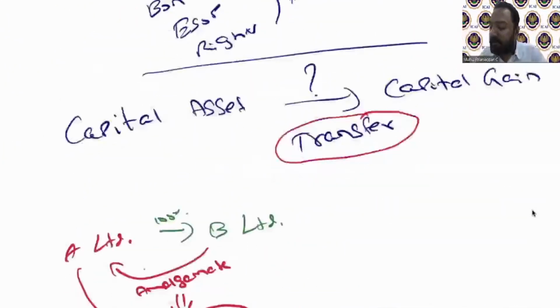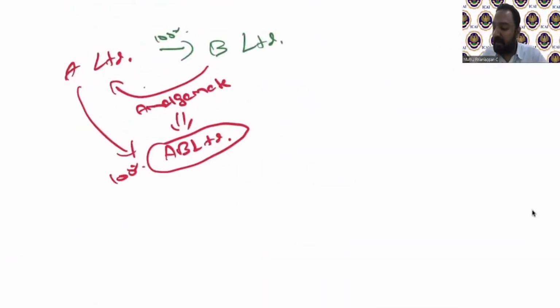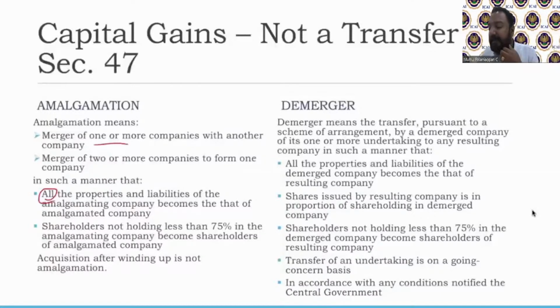But when it comes to demerged company and resulting company, demerger means it's a split, okay? It's a split. So one entity is being split into a couple of entities. Now, all the properties and liabilities of that split undertaking should become the assets and liabilities of the new resulting company. So here, the demerged company is the company which is being split. The resulting company is the company which is being formed out of the split.